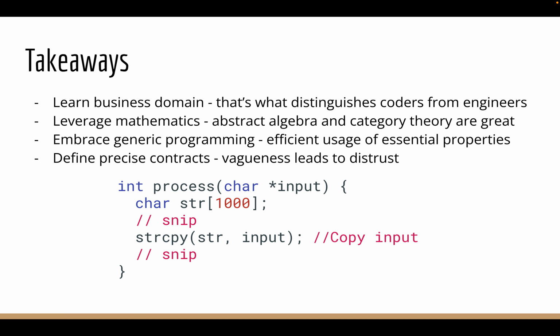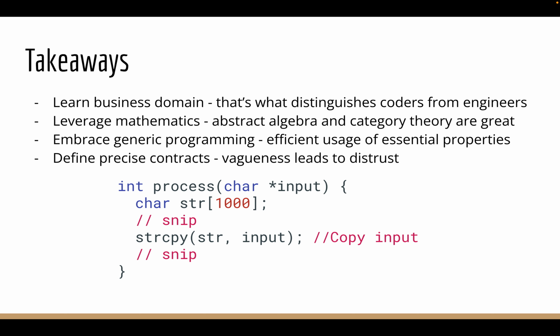Define precise contracts. Vagueness leads to distrust. You've probably seen all sorts of defensive programming techniques where people have to copy the input defensively because they don't know if the input is going to be mutated under the hood. So don't do that. Be very precise about your contracts, and if those contracts are violated, feel free to just do undefined behavior. That's why undefined behavior exists, so leverage it.